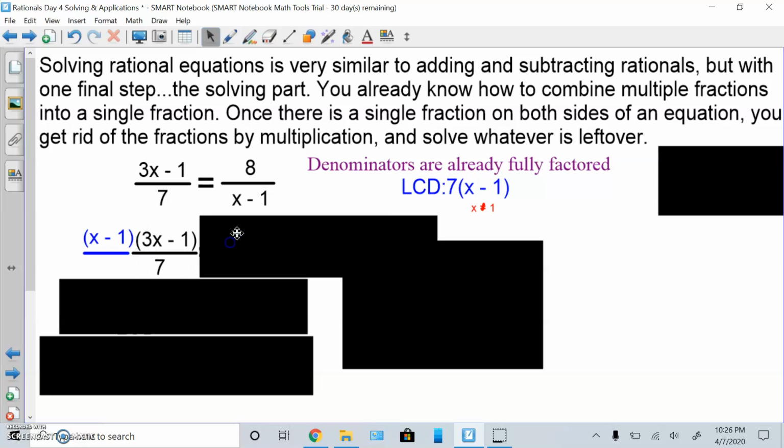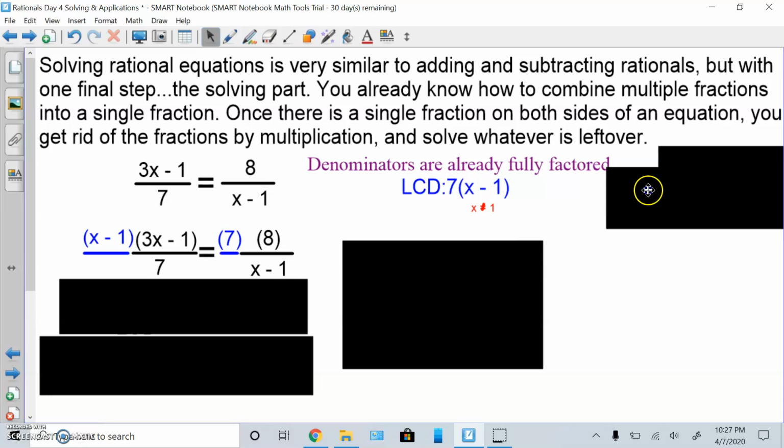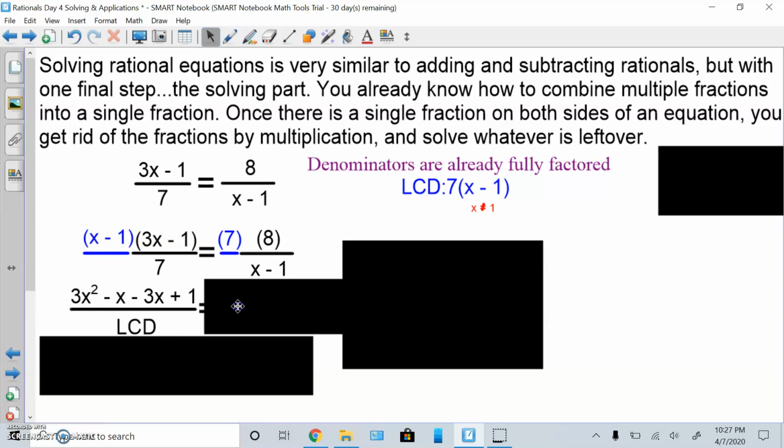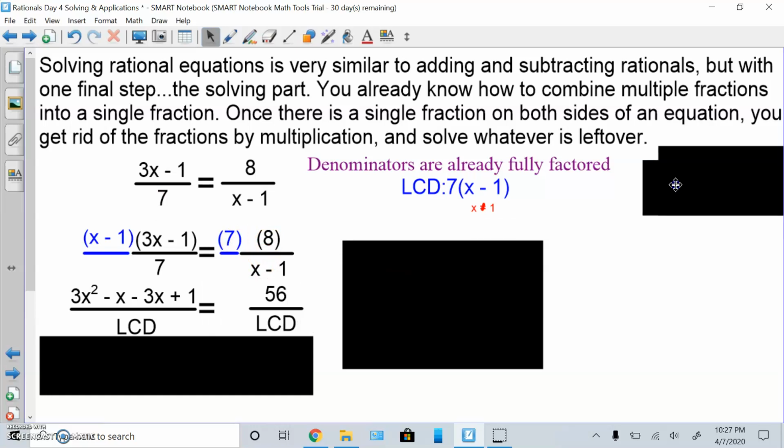The first fraction had one of these two things. It was missing x minus 1 over x minus 1. The second fraction has one thing, and we have 2. It's missing a 7, so times 7 over 7. Once you're there, you're going to be lazy and call the bottom LCD, and you're going to multiply the top. Here I had a FOIL, so this is really 3x squared minus x minus 3x plus 1 over LCD. Same thing here, I'm going to multiply the top. 7 times 8 is 56, and the bottom is LCD.